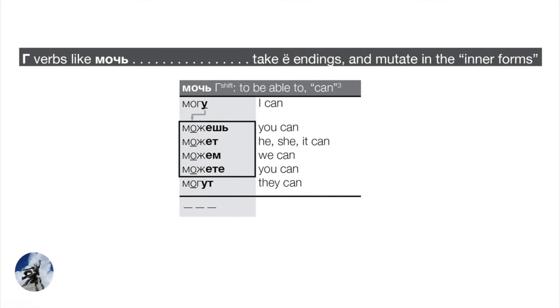Okay, let's read through the pattern. It's a rather tricky one. Могу, можешь, может, можем, можете, могут. Look at the shifting stress pattern. And again, we also see that the inner forms show mutations.